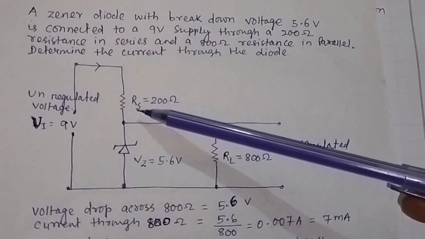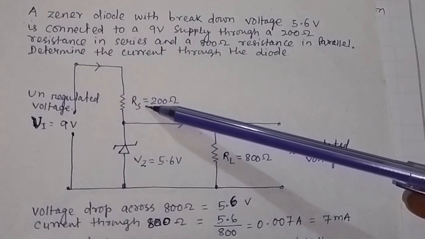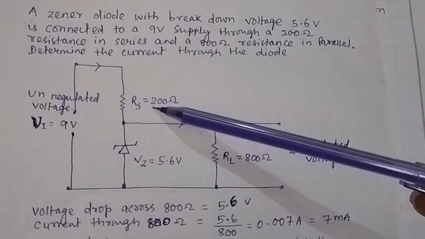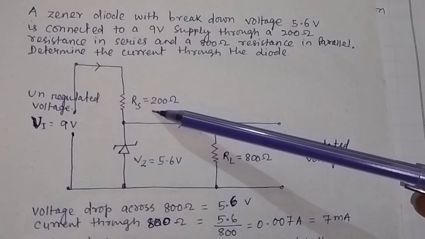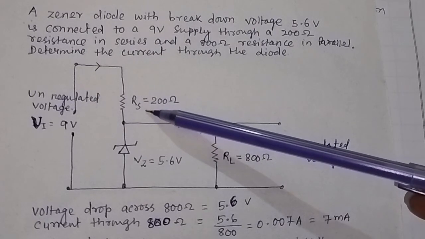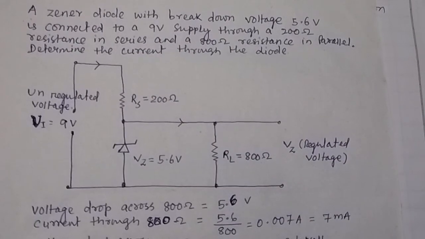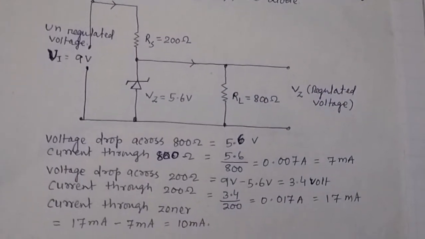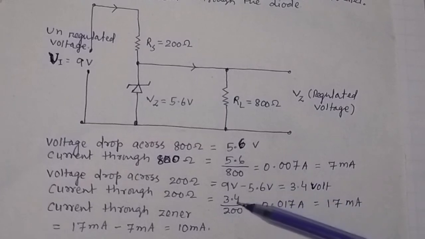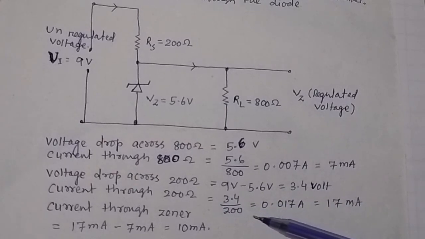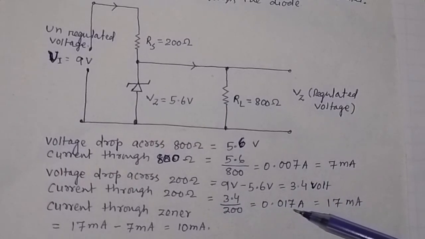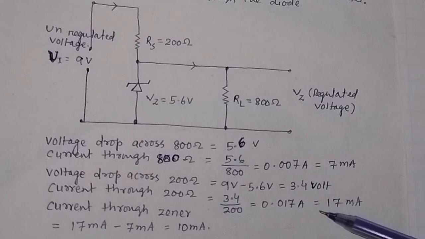So what will be the current through this series resistor? Current through this series resistor will be equal to voltage divided by resistance. Voltage is 3.4 volt divided by 200 ohm. So if you divide 3.4 by 200, it will be equal to 0.017 ampere or 17 milliampere.